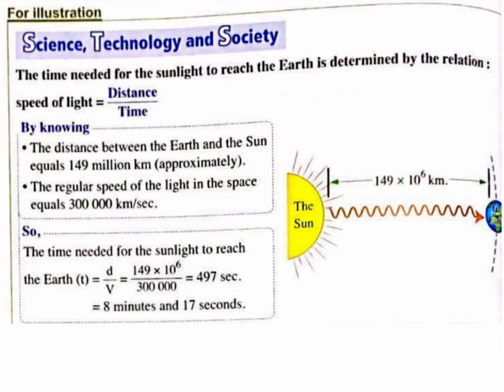Okay, here, by the way, science and technology and society, here's the speed of the light. Okay, here, by knowing the distance between the earth and the sun equal 149 million kilometer approximately, by the way. Okay, the regular speed of the light in the space equal 300,000 kilometer per second. So we will apply the law T equal D over V. Okay, so the sunlight will reach us in 8 minutes and 17 seconds approximately, by the way.